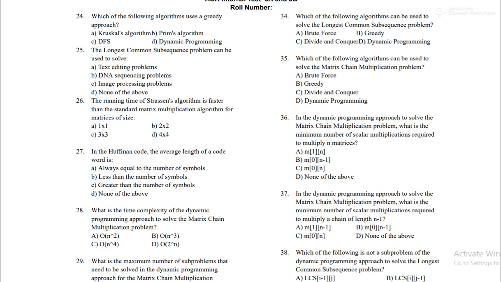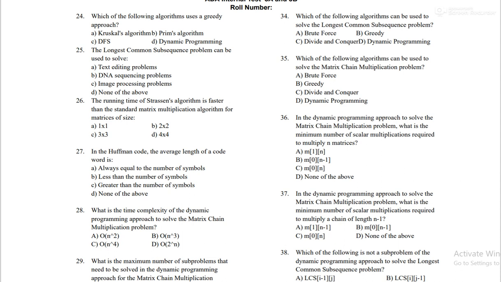To multiply any two matrices, the minimum number of scalar multiplications required is m into n into r, where m by n is the order of the first matrix and n by r is the order of the second matrix. So the number of scalar multiplications required for these two matrices is m into n into r.